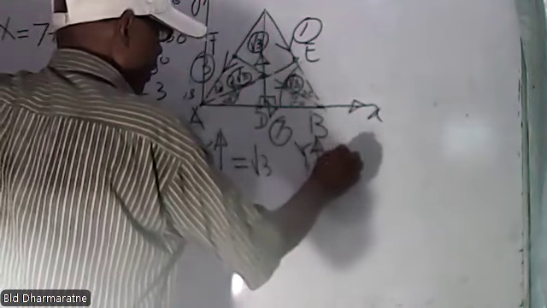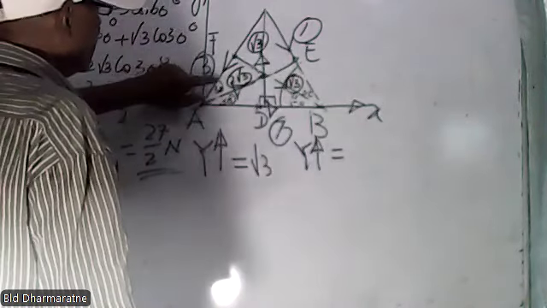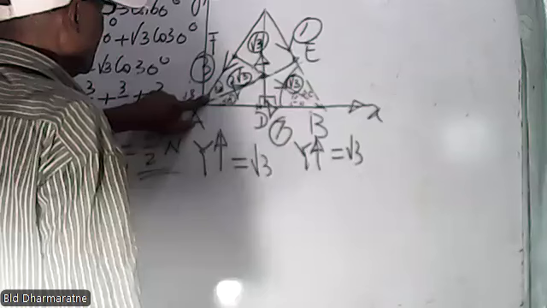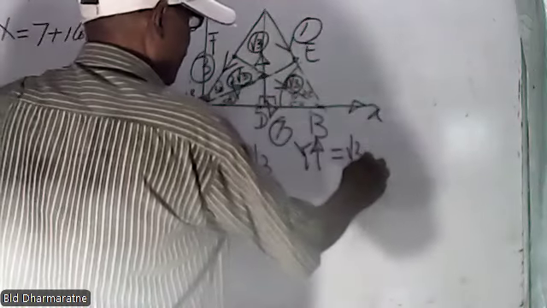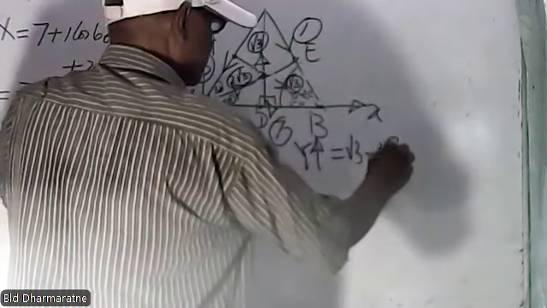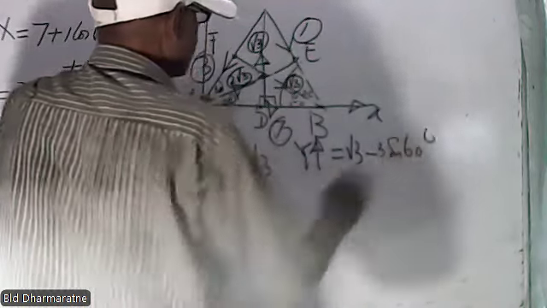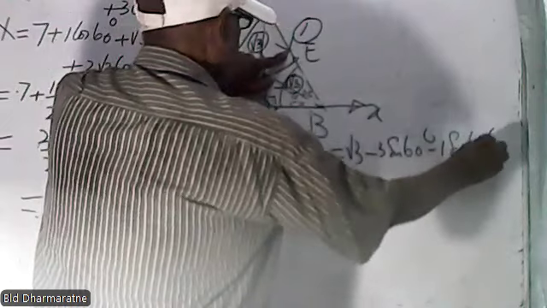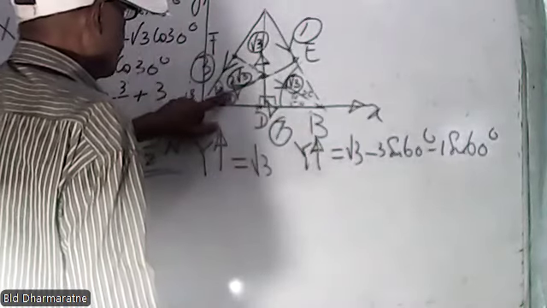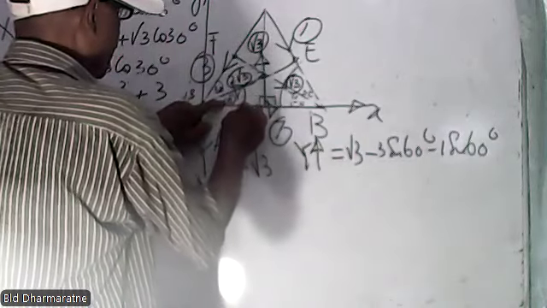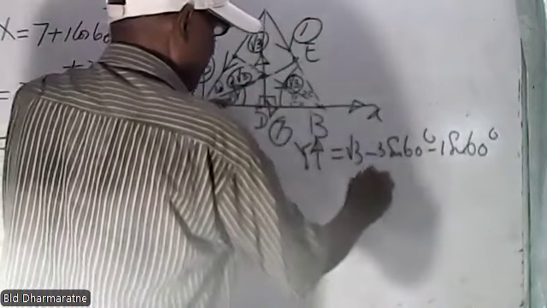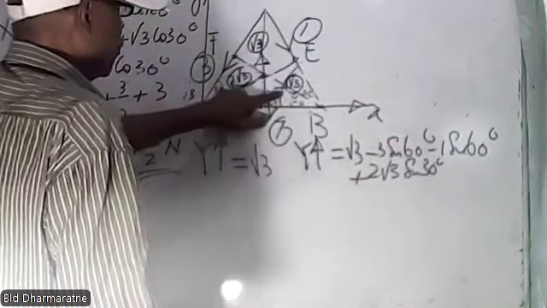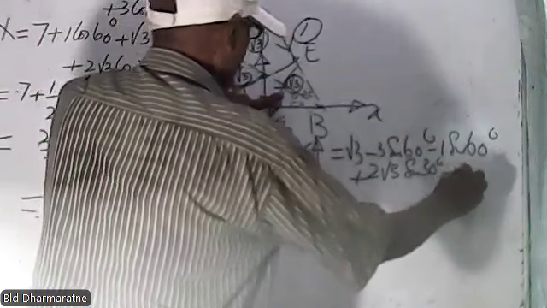Now we get the Y direction. Take the inclined force: 3 sin 60 downward, so minus 3 sin 60. Then 1 sin 60 minus 1 sin 60. This one comes 2 root 3 sin 30, this is angle 30 now. Then root 3 sin 30 minus root 3 sin 30.